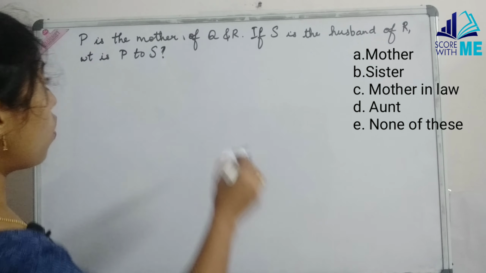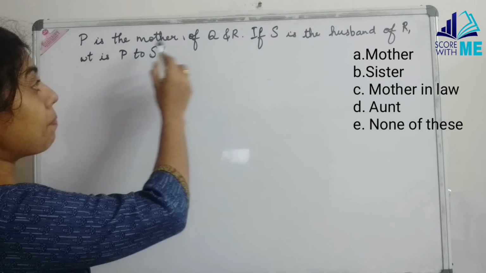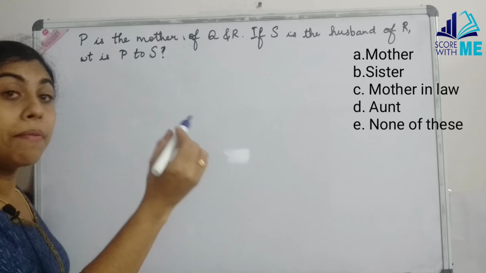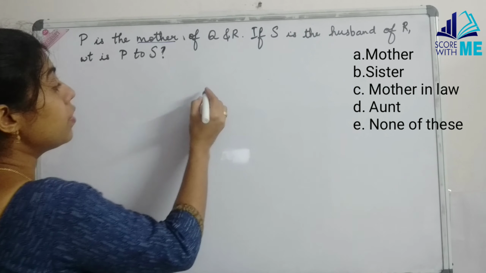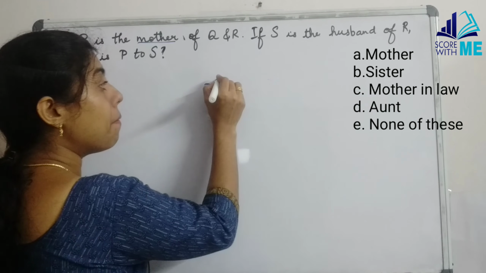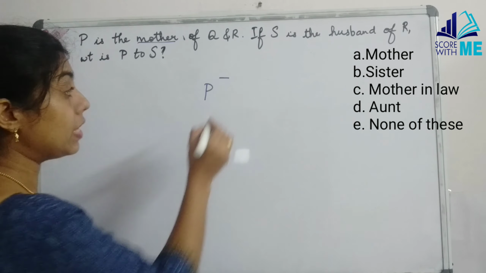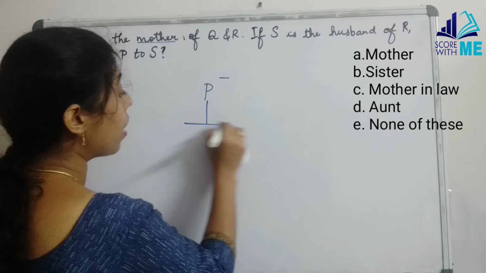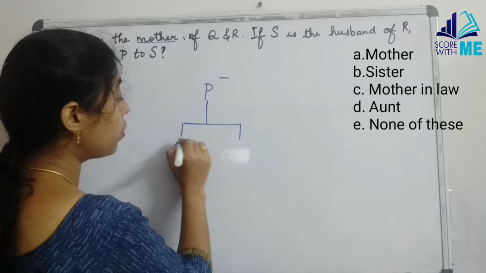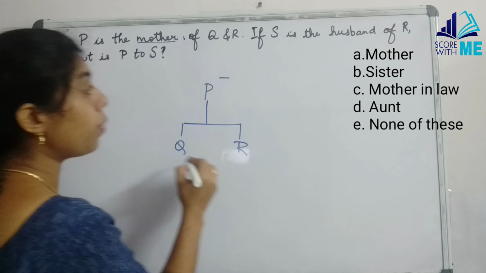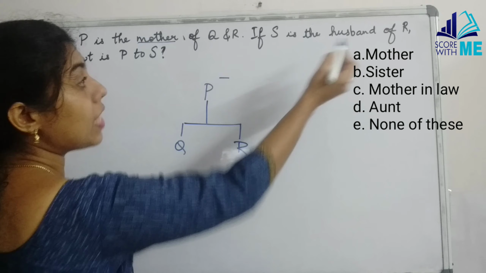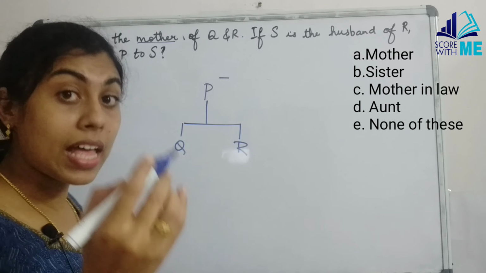So let us go with the first statement. P is the mother of Q and R. P is the mother, so P is the mother. A negative symbol. P is the mother of Q and R. So the next generation there seem to be two children, Q and R. If S is the husband of R, S is the husband.